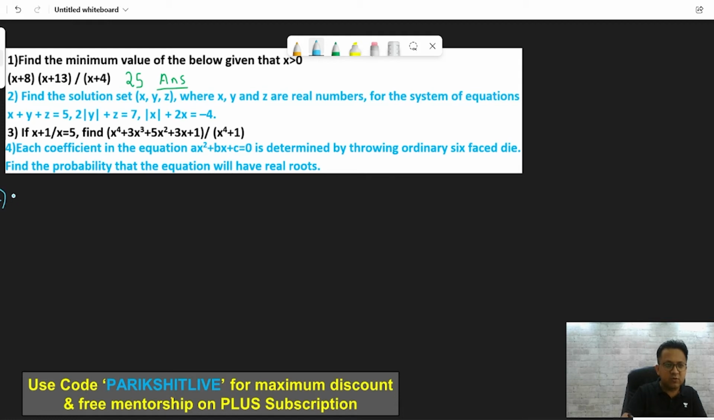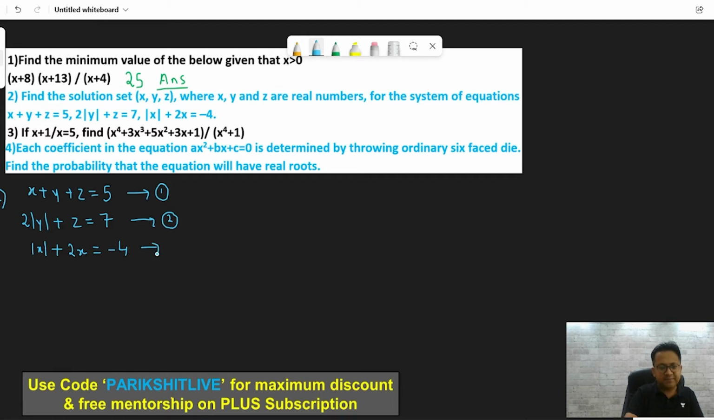So they have given you 3 equations and they are asking you to find out the values of X, Y, and Z. X plus Y plus Z is 5, first equation. Second equation is 2 times mod of Y plus Z is equal to 7. And the third equation is mod of X plus 2X is equal to minus 4. So where do I start from? Remember, you also have a modulus, which is increasing the complexity.